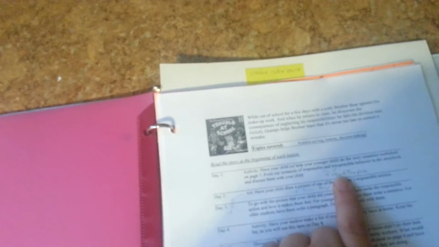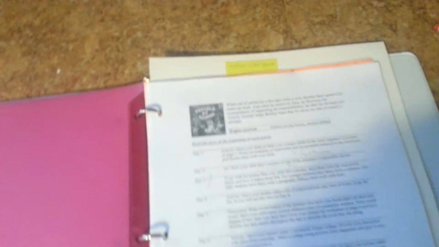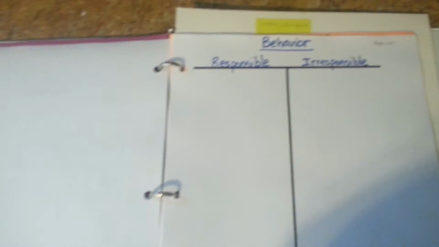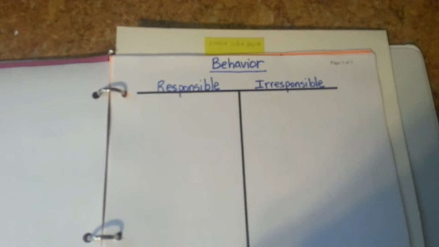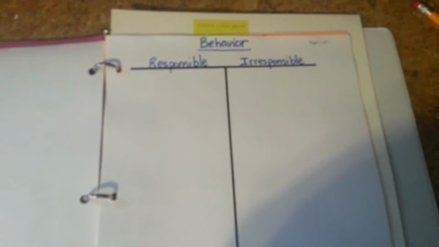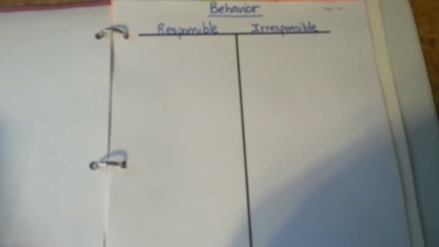So what I did is I got a T-chart template, and here's the story sequence, and then I just wrote responsible and irresponsible behavior. Then I'm going to have him actually write down what those things are compared to his life, what he does. So that's what I'm going to use that for.